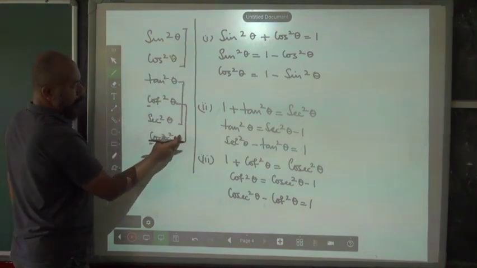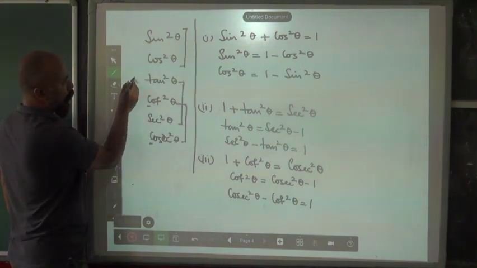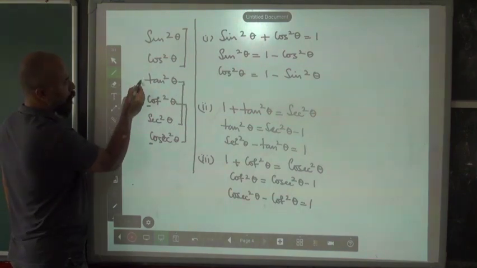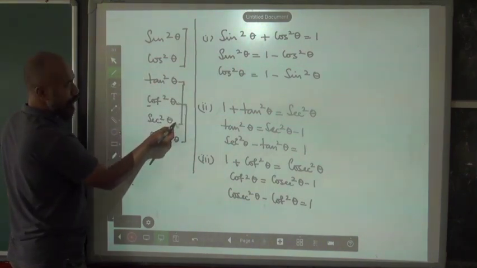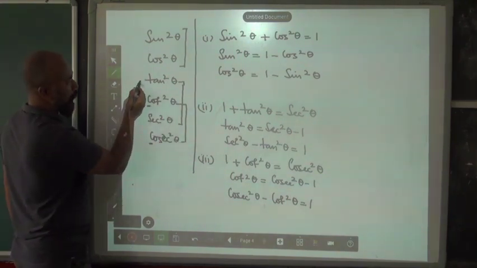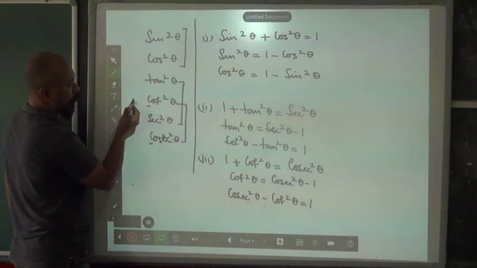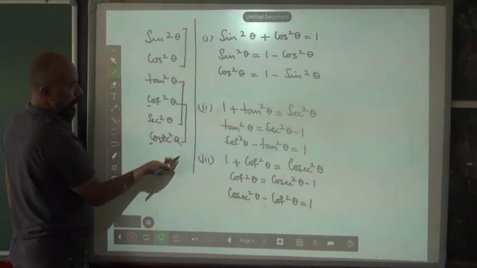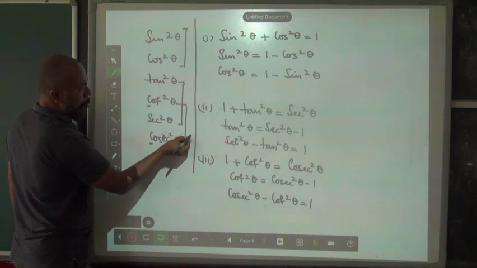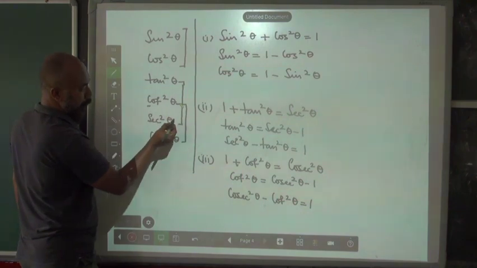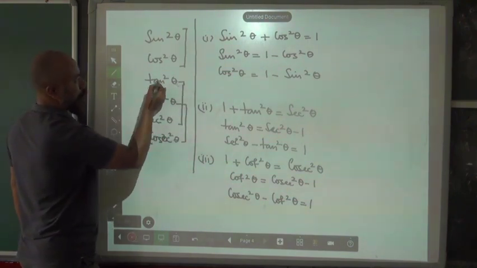When you look from the top, we have to remember it as 1 plus. So 1 plus tan square will give you a sec square. Similarly, 1 plus cot square will give you a cosec square. And if you look from the bottom up, then cosec square minus cot square will give you 1. Similarly, sec square minus tan square will give you 1.